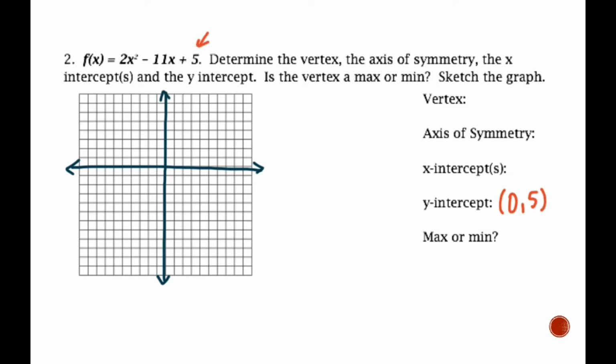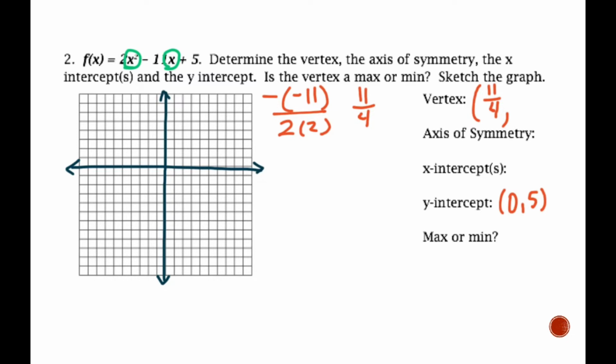The vertex, I will do negative b, so it's negative -11 over 2 times 2. So it's going to be positive 11 fourths. So I know that my x-coordinate for my vertex is 11 fourths. Then what I'll do is plug in 11 fourths in place of x. And I'm going to go ahead and keep it as a fraction. With a number like that, I don't have a huge problem with a decimal, but I'm just going to keep it as a fraction.